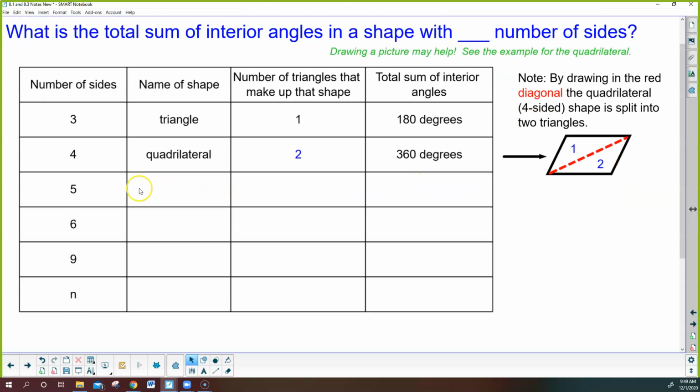So what I'd like you to do is fill out the rest of this chart using the strategy that I used for the quadrilaterals. And we'll give you a couple minutes to get this done.